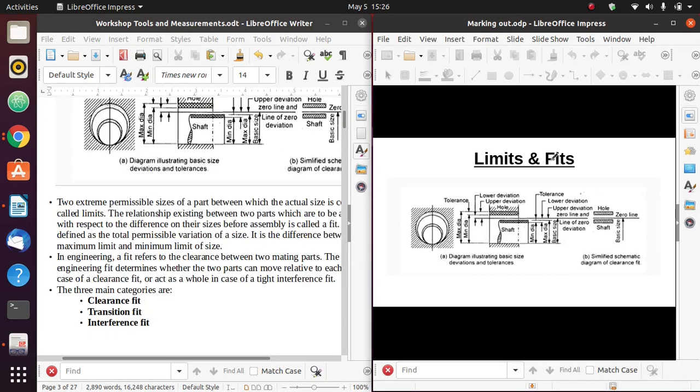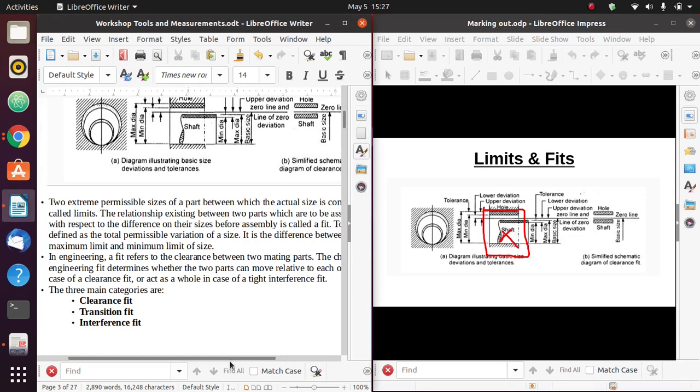Now, when we talk about limits and fits, a good example is when you have a shaft, and in this case, we have a shaft here, and then we have this hole. I want to talk about fits first. In engineering, a fit refers to the clearance between two mating parts. It must be a shaft, but any part that is mating is usually referred to as a fit. This type of fit determines whether that part can move relative to the other.